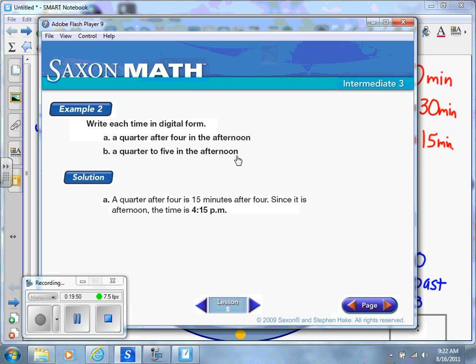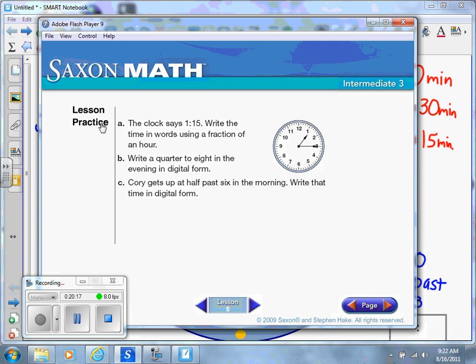4:45 in the afternoon. That means it's not 5 yet. It's almost 5. So what do I put for my hour? It's not 5 yet. It's 4. And it's 45, so it's pointing to the 9. You got it. Awesome, Jordan. It is 4:45, and it's still in the afternoon, so it's p.m., past morning.